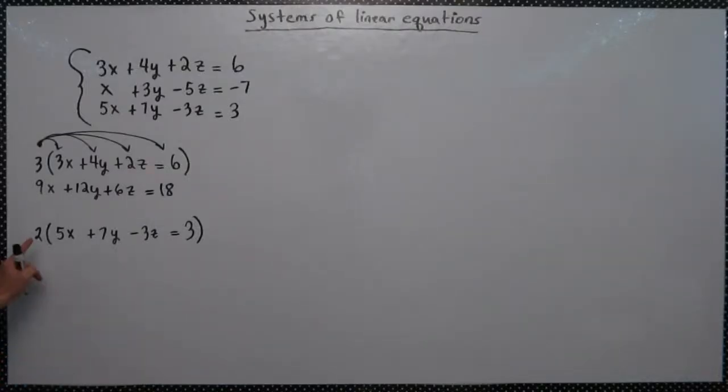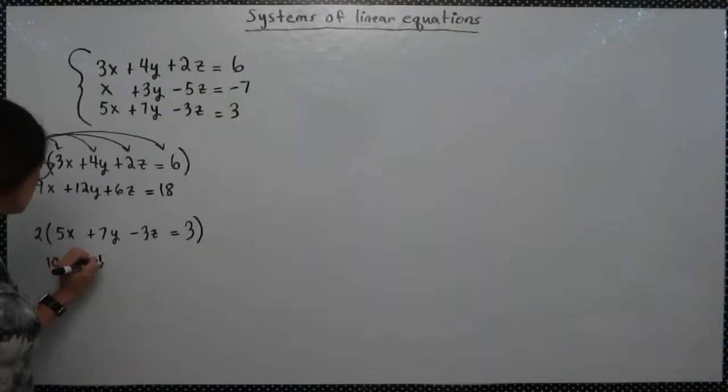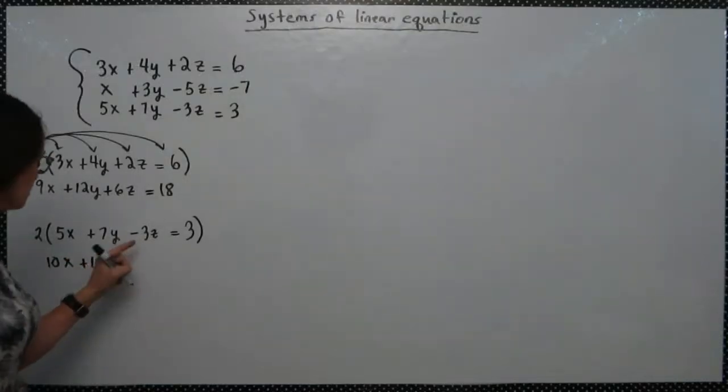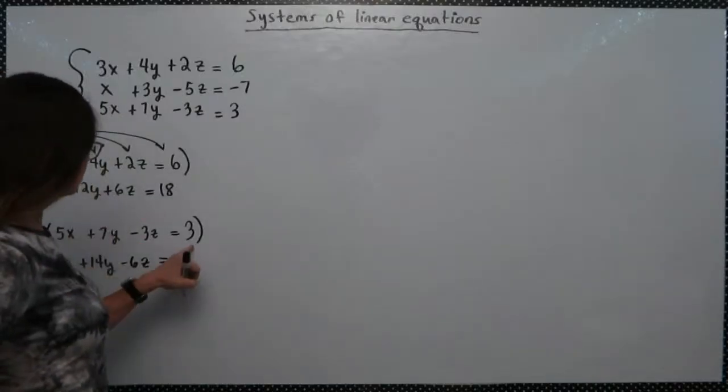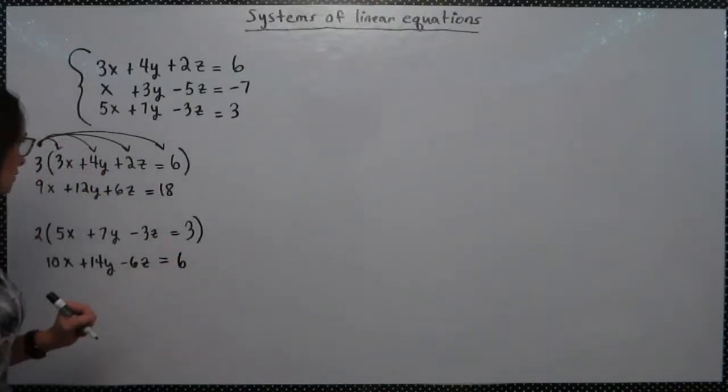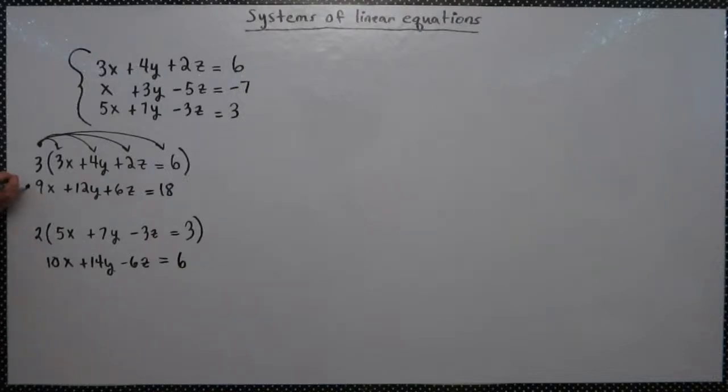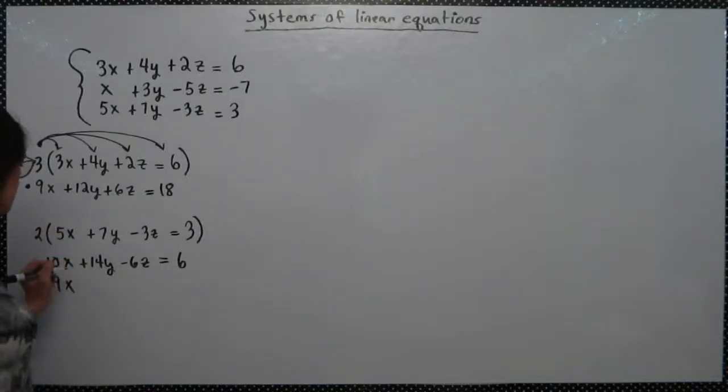All right, so 2 times 5 is 10x. 2 times 7 is 14y. And 2 times negative 3 is negative 6z. And 2 times 3 is 6. All right. So I'm just going to rewrite this one underneath this one here so I can add them cleanly, and just making sure that everything is lined up, the x term, the y term, and the z term, so that we can combine the like terms nicely.